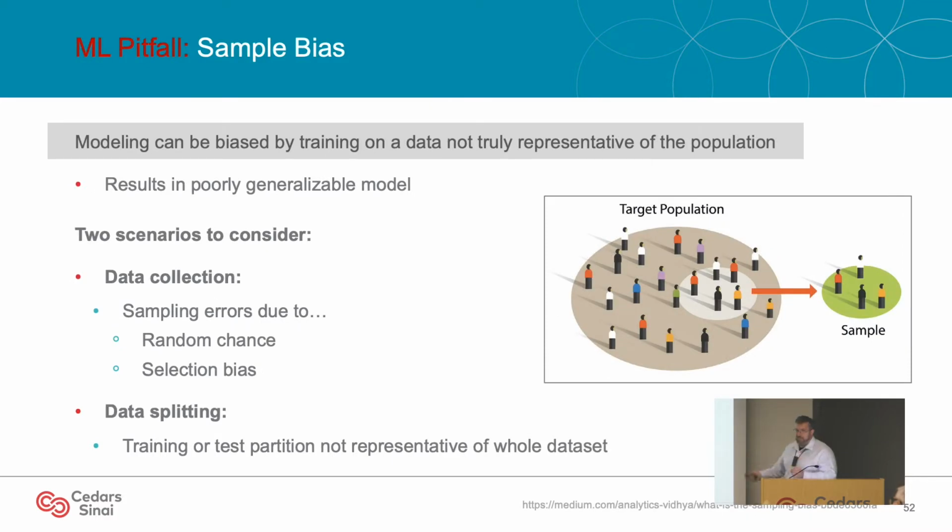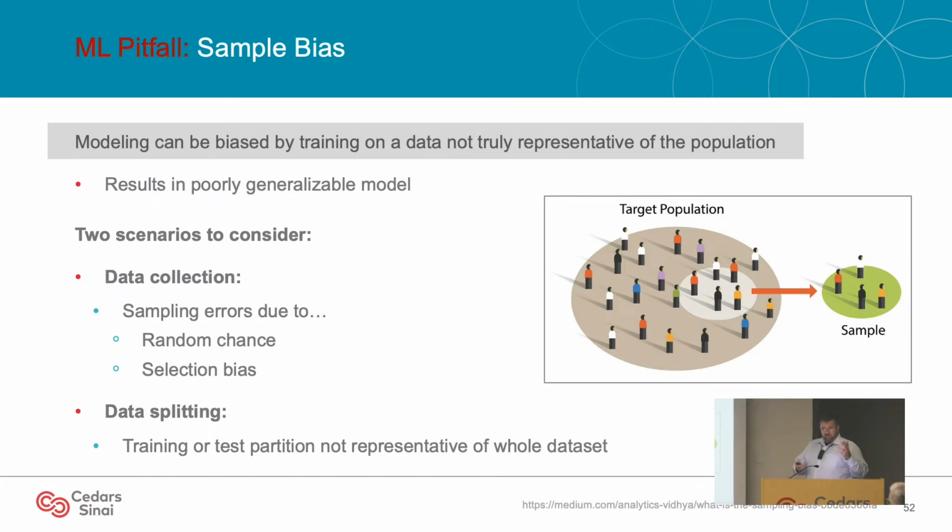All right. Sample bias. This is a good time to bring up this problem. You're probably already familiar with this concept, but modeling can be biased by training on data that's not truly representative of the larger population. I think we all already know this. And of course, this is going to result in a poorly generalizable model, which is the whole point. That's our whole goal. And there are really two scenarios to consider here in terms of sample bias. The first is during data collection. We can have sampling errors due to random chance or selection bias.